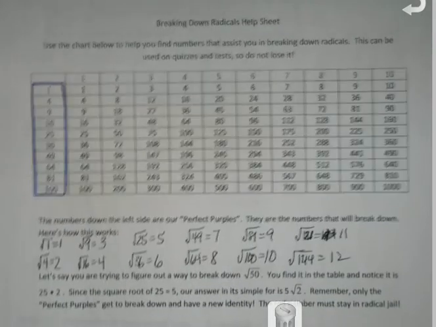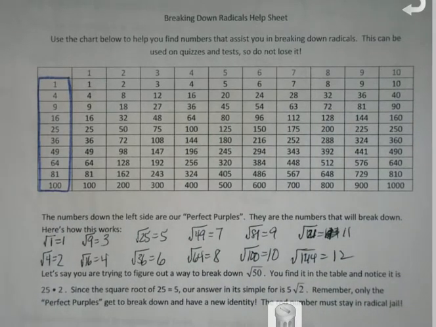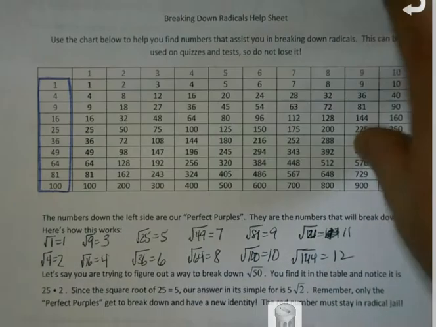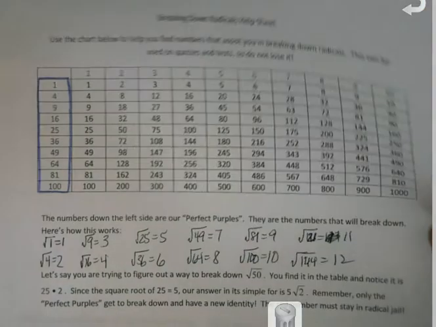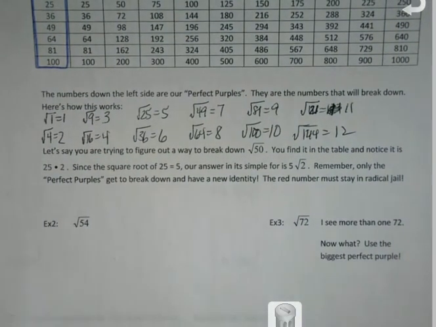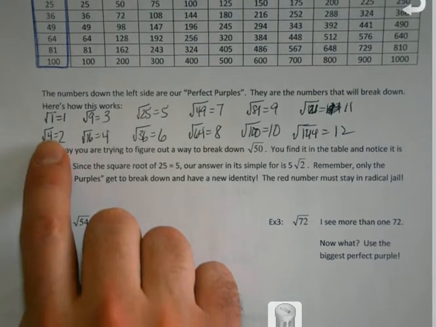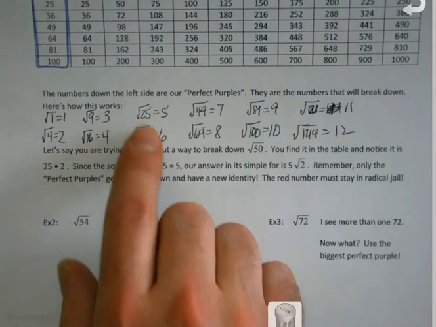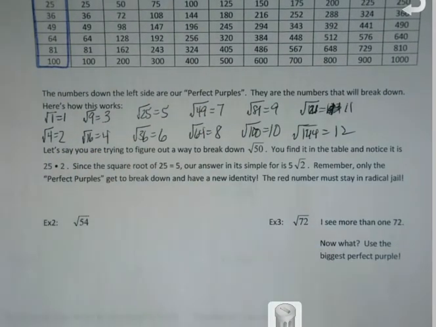So like I was saying a minute ago before I hit record, we're going to be using these values to break down radicals. These perfect purples, as I kind of call them, are going to be the ones that break down, because in actuality they're perfect squares. By a perfect square I mean I can take the square root of any of those numbers I just highlighted in purple and it comes out nice.